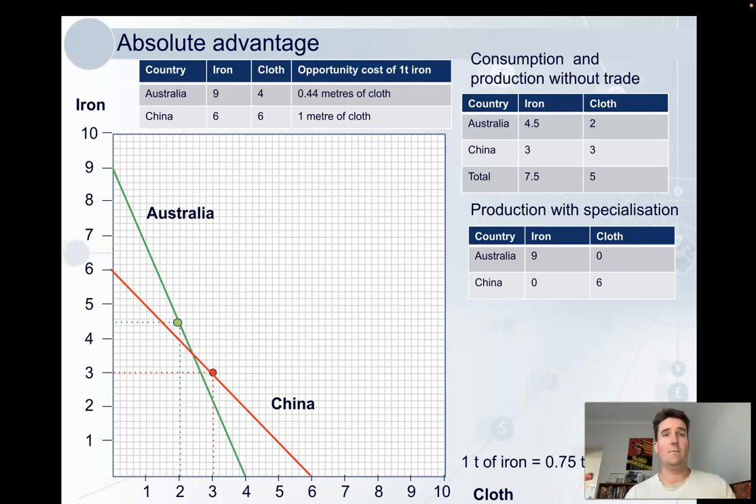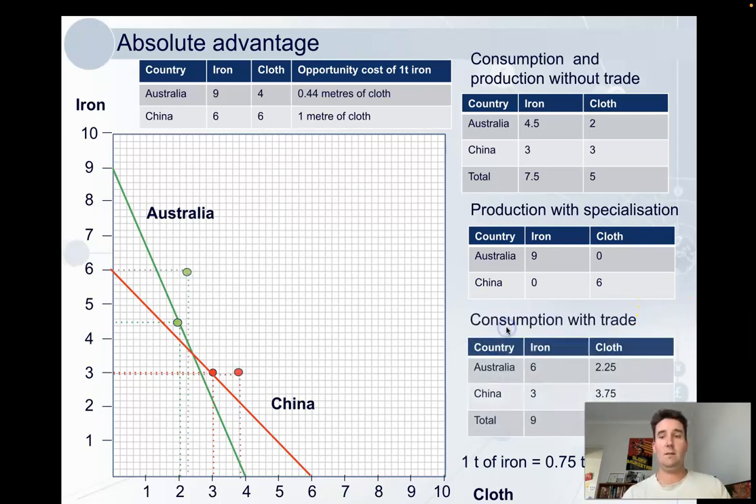Okay, so they're trading. Australia trades away 3 million tonnes of iron and receives 2.25 million tonnes of cloth. It is vital to note that this is a better deal for Australia than being closed. In the closed economy, foregoing 3 tonnes of iron would have only gained them 1.32 tonnes of cloth.